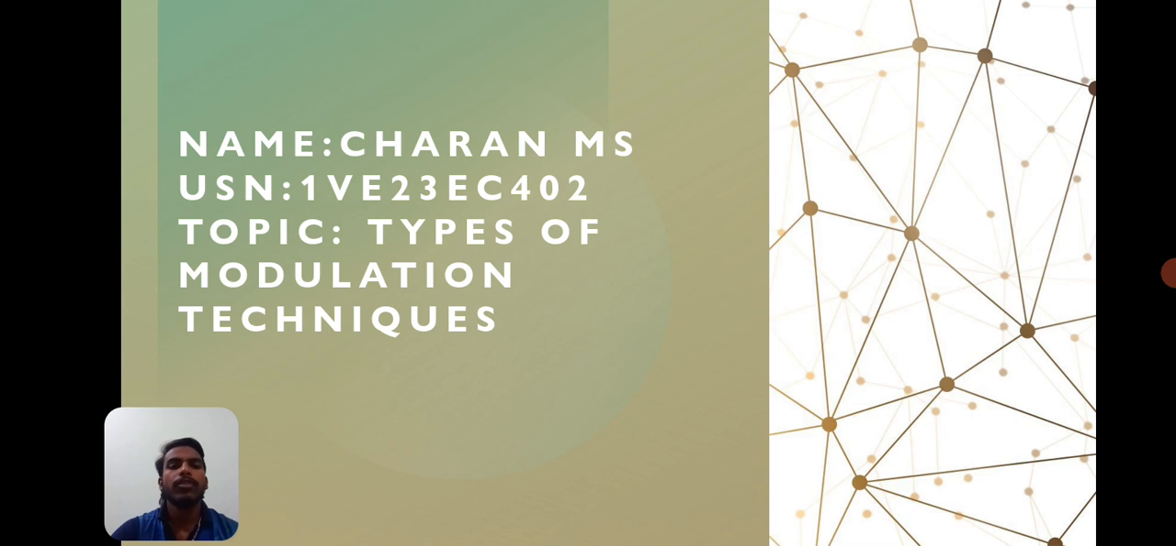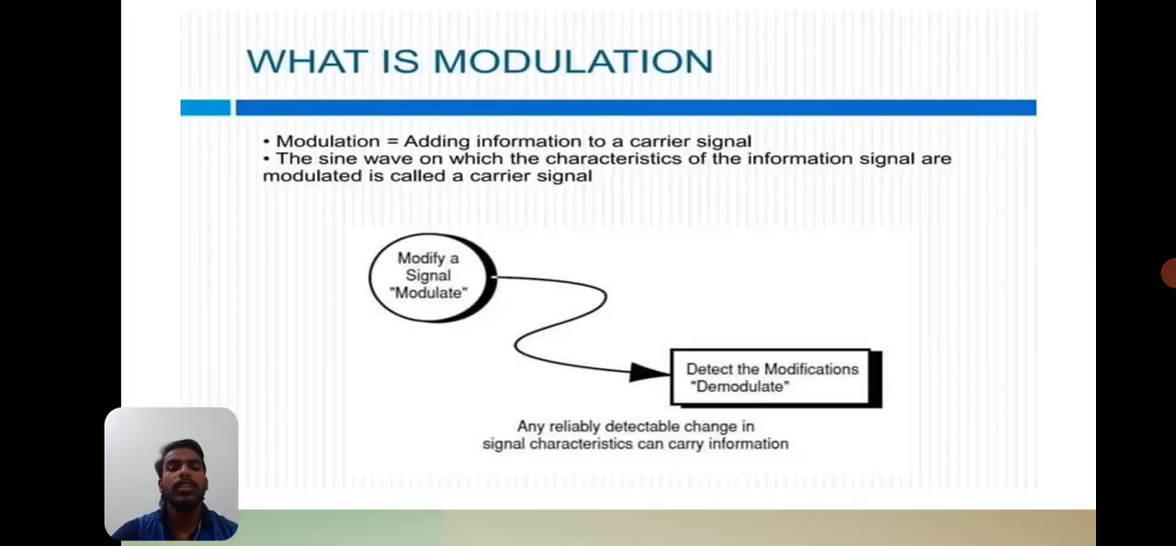Today's topic is about types of modulation techniques. What is modulation? Modulation is equal to adding information to the carrier signal. The sine wave on which the characteristics of the information signal are modulated is called a carrier signal.